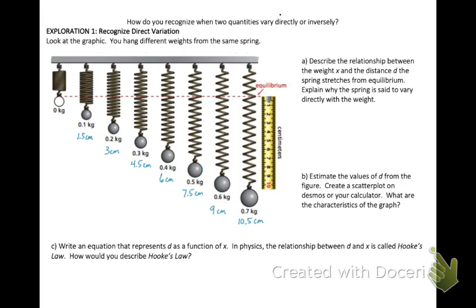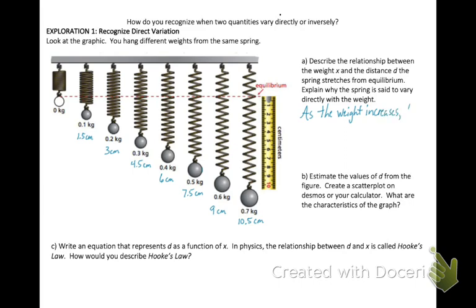increases by 1.5 centimeters. So describe the relationship between the weight x and the distance d the spring stretches from equilibrium. So this is A. And then explain why the spring is said to vary directly. So basically, as the weight increases, the stretch of the spring increases.